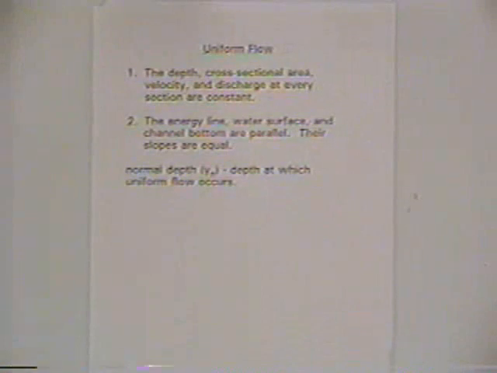So if you picture a channel, whatever shape and form it may take, uniform flow means that all the flow characteristics are the same along the length of the channel. And then if you visualize the energy diagram, that means that the slope of the energy line, the slope of the water surface, the slope of the channel bottom, they're all parallel. And by definition, normal depth is just the depth at which uniform flow occurs.